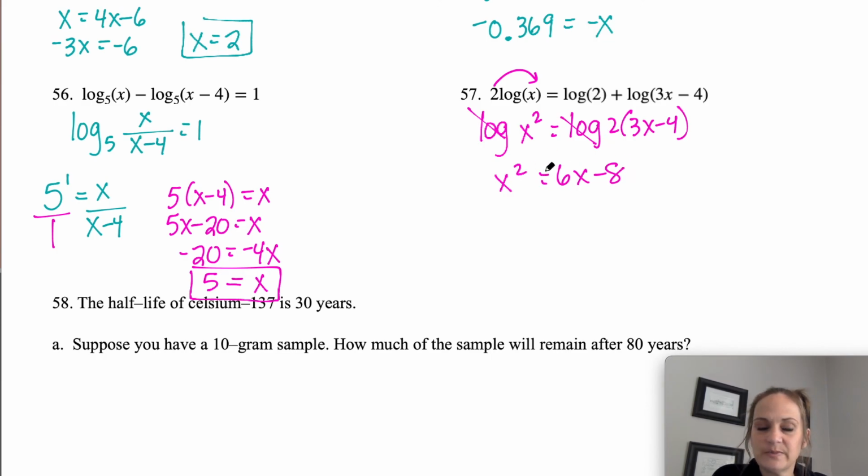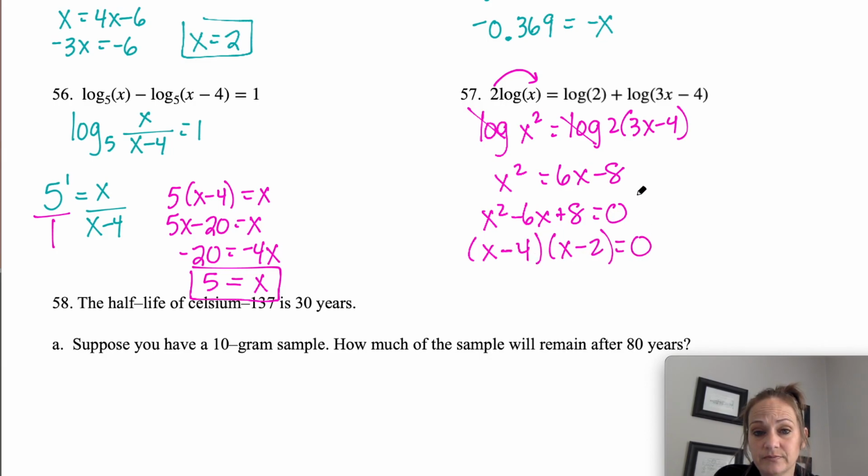Now this is basically just a quadratic, so make it equal to 0. So I'm going to put everything on one side. So I'm going to subtract 6x, and I'm going to add 8 so that's equal to 0. And then this would be x minus 4, x minus 2, I believe. And so x will equal 4 as an answer, and x will equal 2 as an answer.